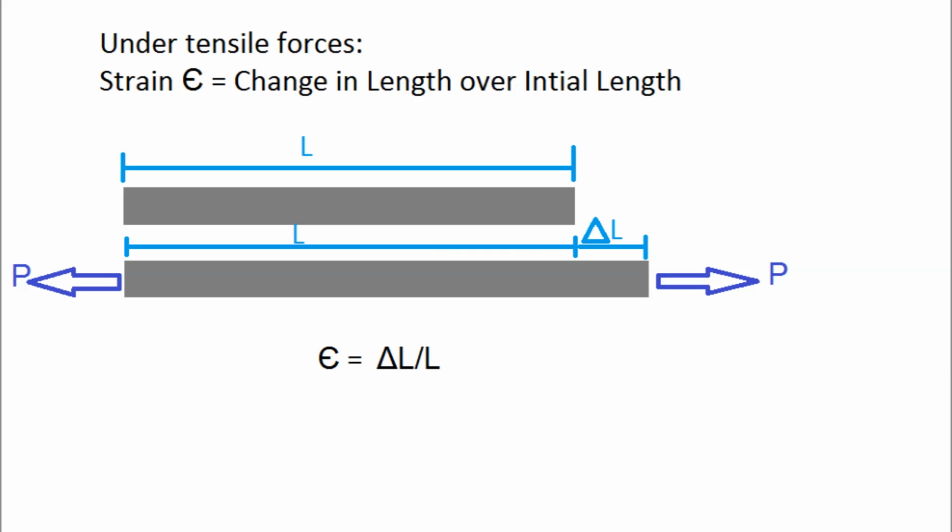Strain, most commonly expressed as the Greek letter epsilon, is calculated as the ratio of the change in length divided by the initial length. For example, a metal bar is initially 1 meter long. It is put under tension and stretched out to 1.1 meters long. The strain of that would be 0.1, and since strain is a proportion, it is unitless.